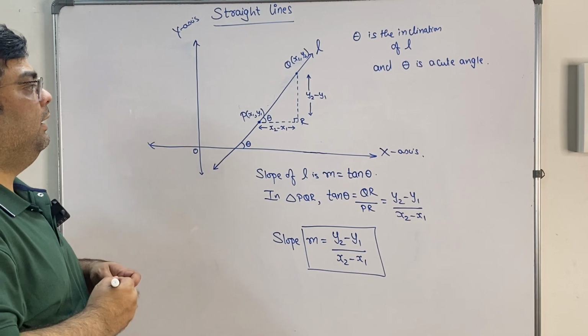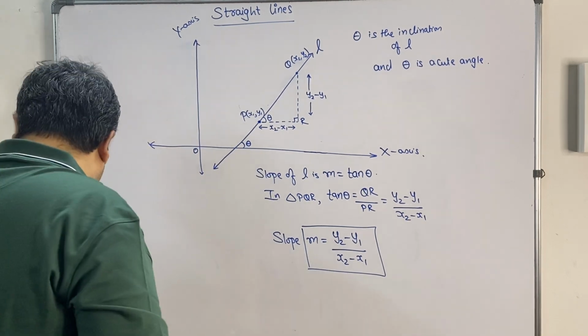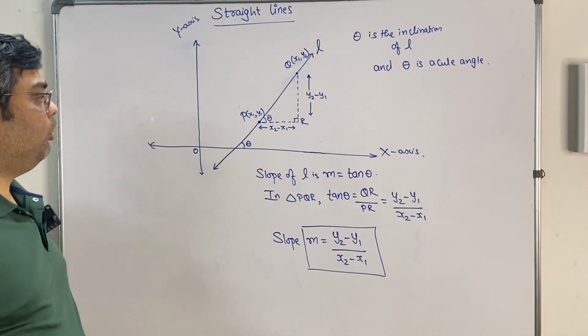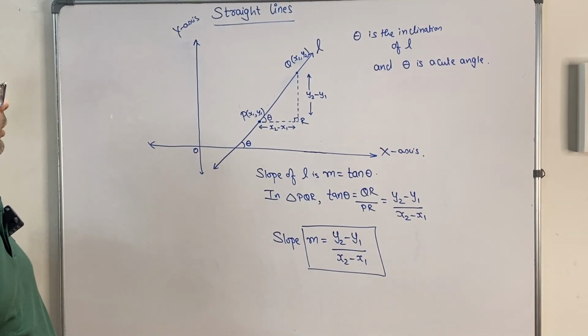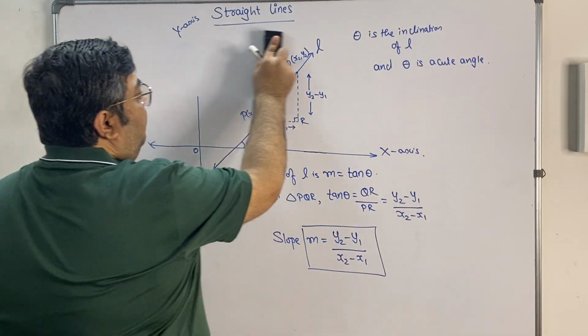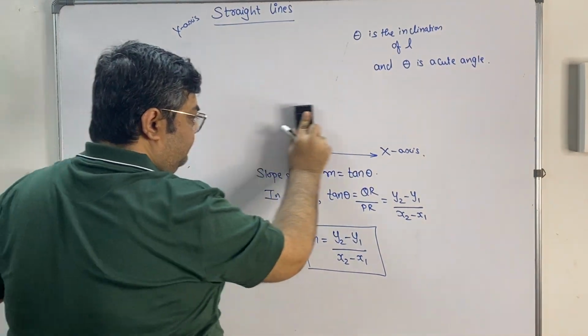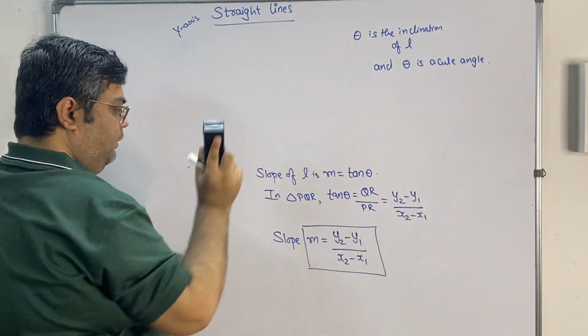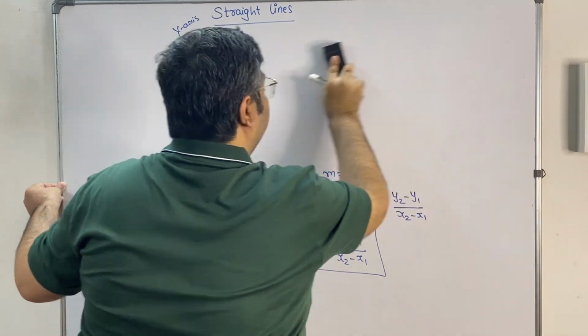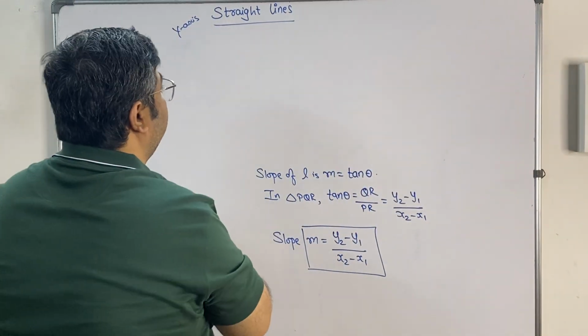Now if the inclination is an obtuse angle, what will happen? We'll again draw a diagram satisfying that condition. So in the first case it was an acute angle, and we got this. Now let us take an obtuse angle.